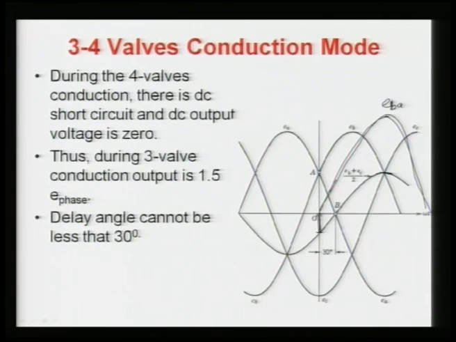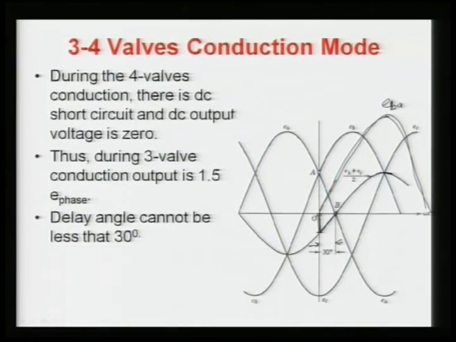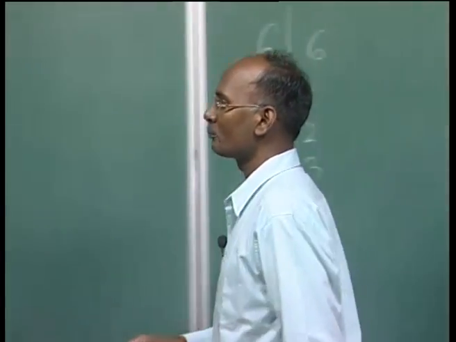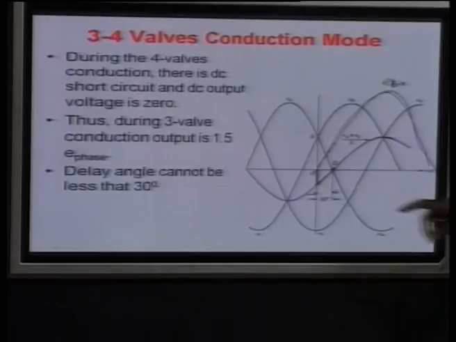So, it will wait until here, where it is going to be 0. It means that if you are giving alpha and this angle is now going to be 30 degrees, even though you are giving the gate pulse at that time, it will not conduct. It will only conduct when the voltage across it is positive, so it will keep waiting till point B, and from B onwards it will suddenly conduct. So, in this case, as I said, the delay angle alpha cannot be less than 30 degrees.